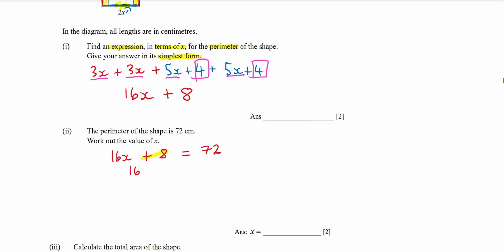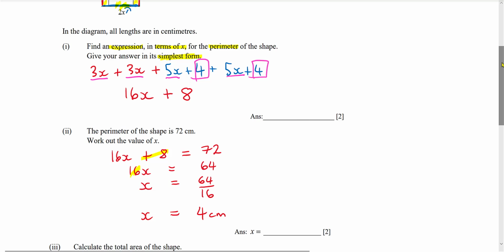Then we have 16x is equal to 72 minus 8, which is 64, and divide both sides by 16, and that will get rid of the 16 in front of the x. Then we end up with x is equal to 64 divided by 16, and you can either work that out in your head or use a calculator. 64 divided by 16 is equal to 4. So x is equal to 4, and we give our answer in centimeters. So x is 4 centimeters.